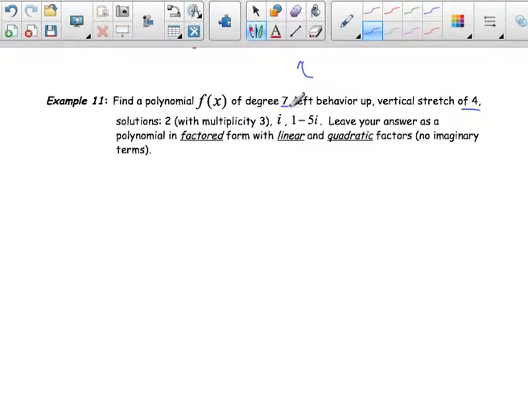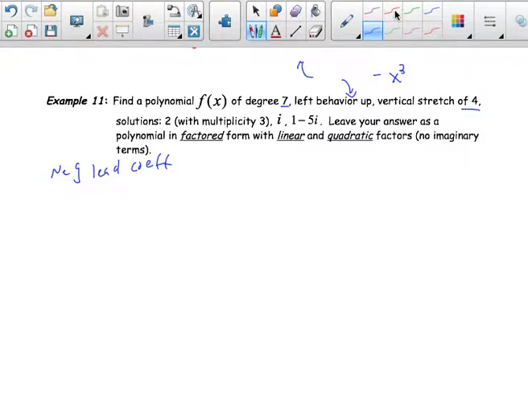So let's look at the end behavior first. If it's degree 7, that's odd. That means the ends will go in opposite directions. So if the left behavior is up, that means that the right behavior is going to be down. This graph looks like negative x cubed, which will have left behavior up and right behavior down. So we know we have a negative leading coefficient. That's what we can determine from that.